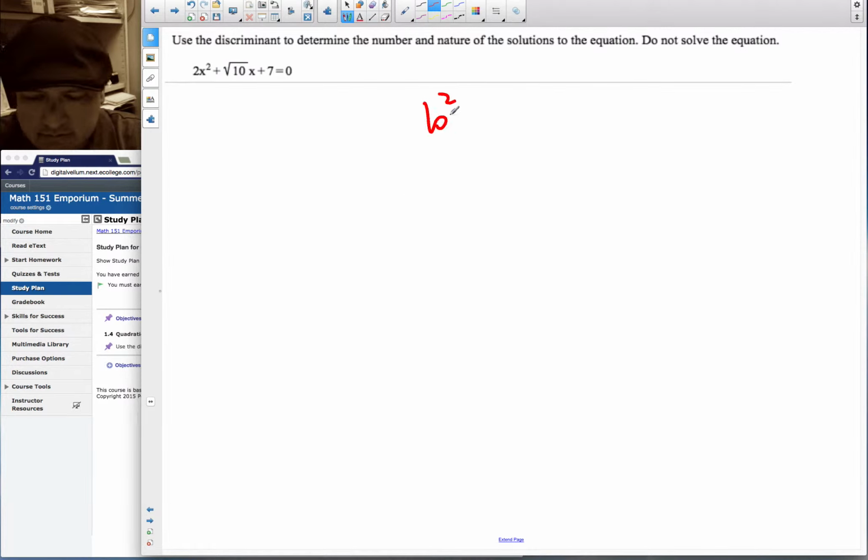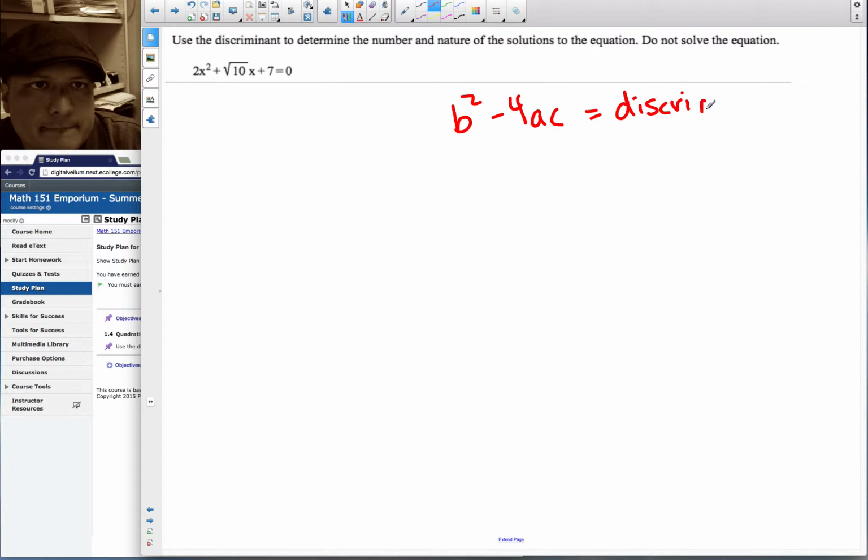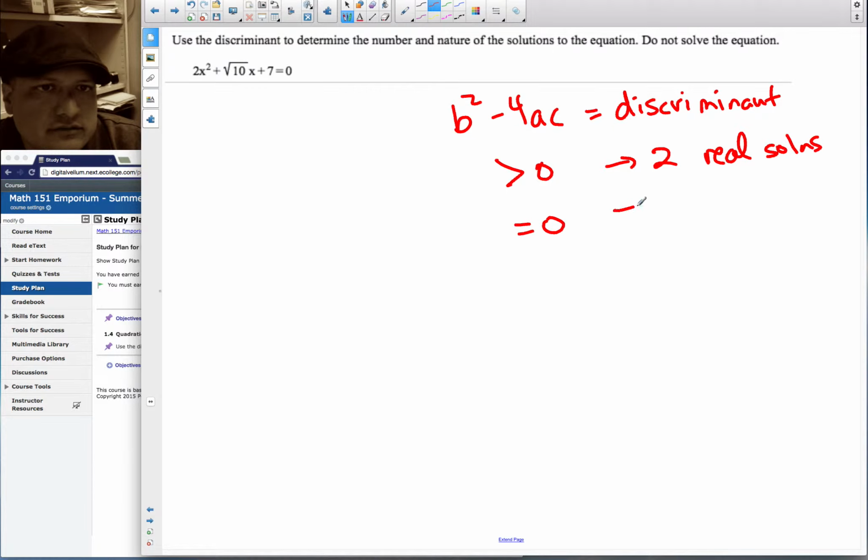So b squared minus 4ac is the discriminant. If it's greater than 0, you have two real solutions. If it's equal to 0, only one real solution. If it's less than 0, you're going to have two complex solutions.